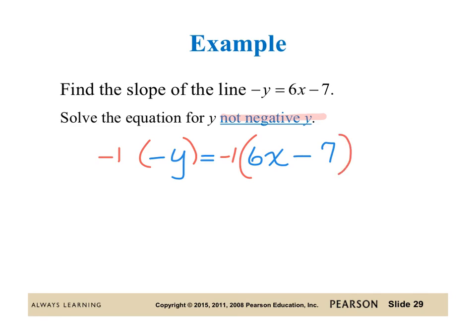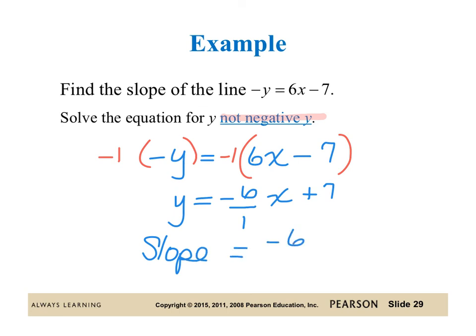So negative 1 times negative y gives me y. And negative 1 times 6x gives me negative 6x. And negative 1 times negative 7 gives me positive 7. And since 6 is an integer, I'm going to put it over a 1. So the slope is negative 6 over 1. And the y-intercept, even though it wasn't asked for, is 0, 7.